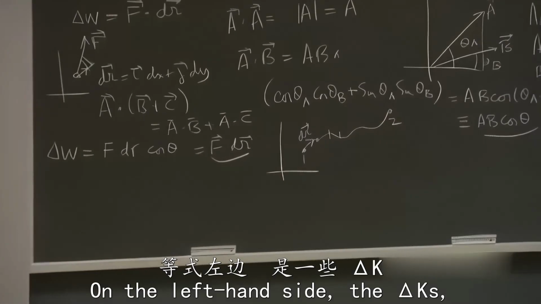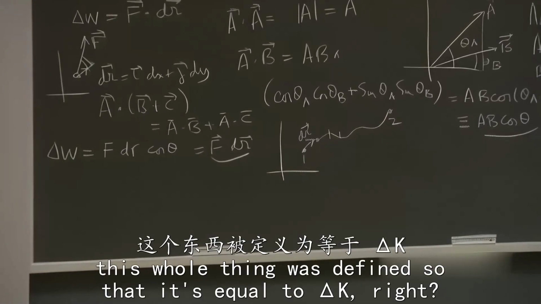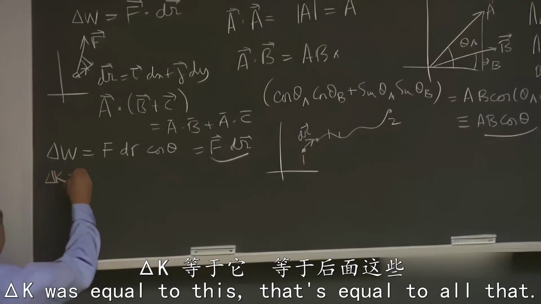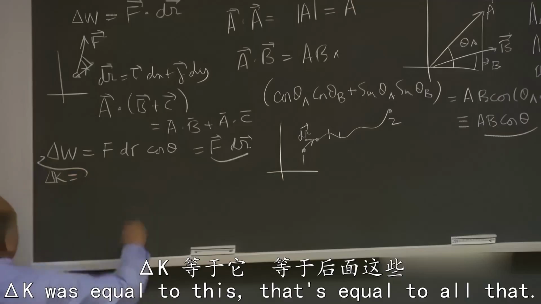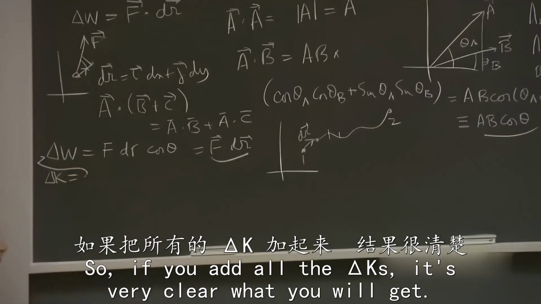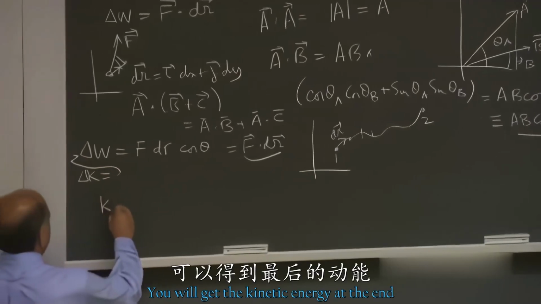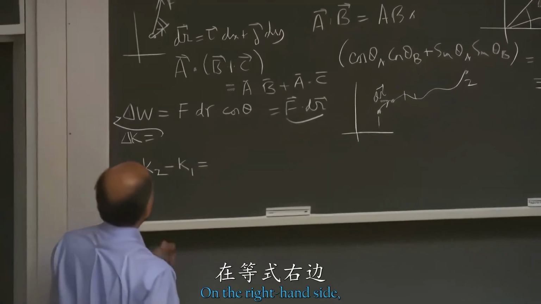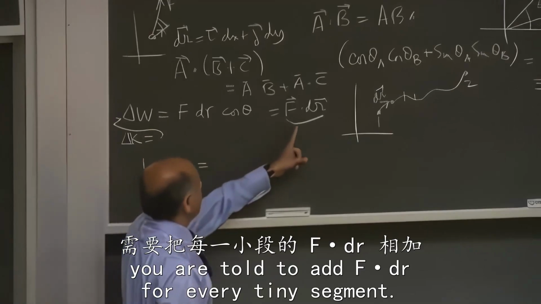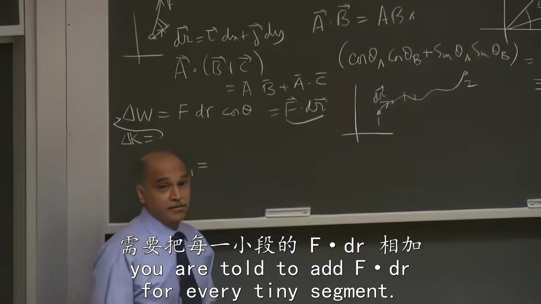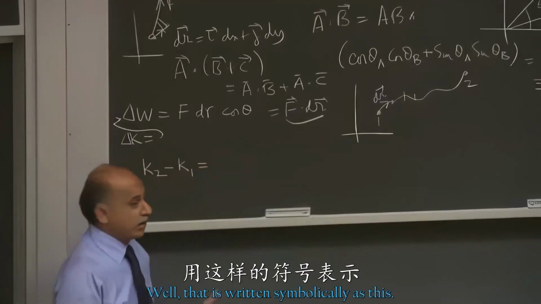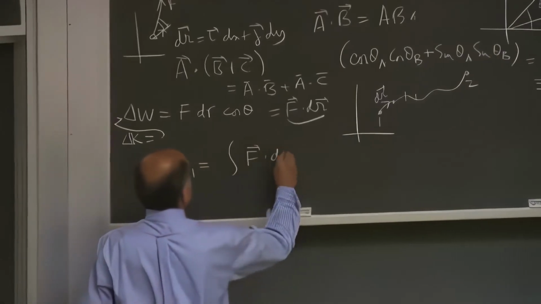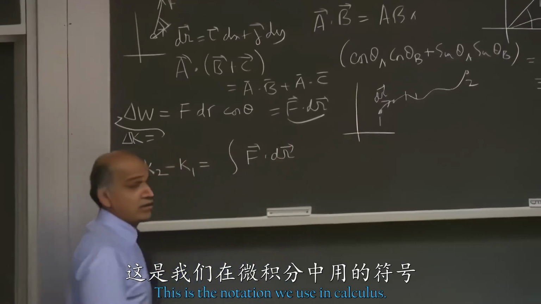On the left-hand side, the delta K's, this whole thing was defined so that it's equal to delta K, right? So if you add all the delta K's, it's very clear what you will get: the kinetic energy at the end minus the kinetic energy at the beginning. On the right-hand side, you are told to add F dot dr for every tiny segment. Well, that is written symbolically as this. This is the notation we use in calculus.